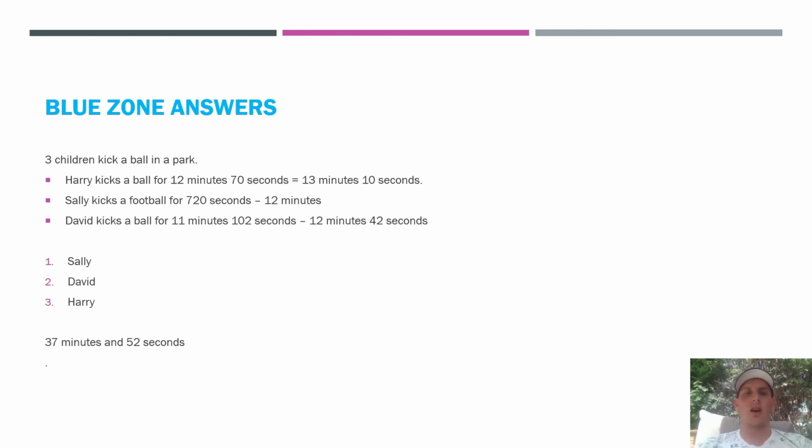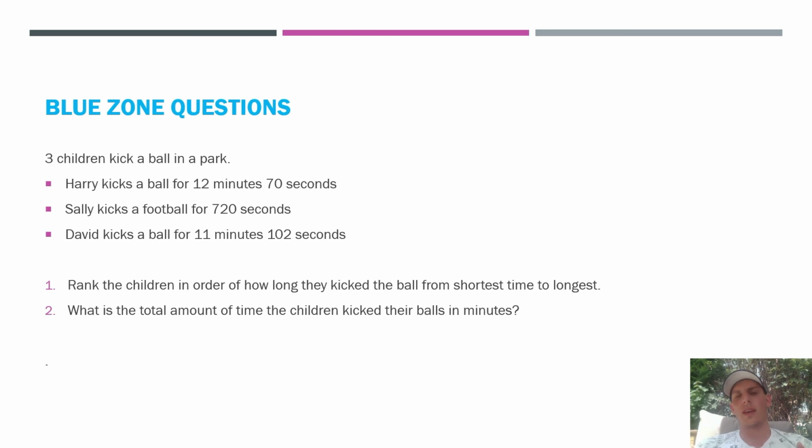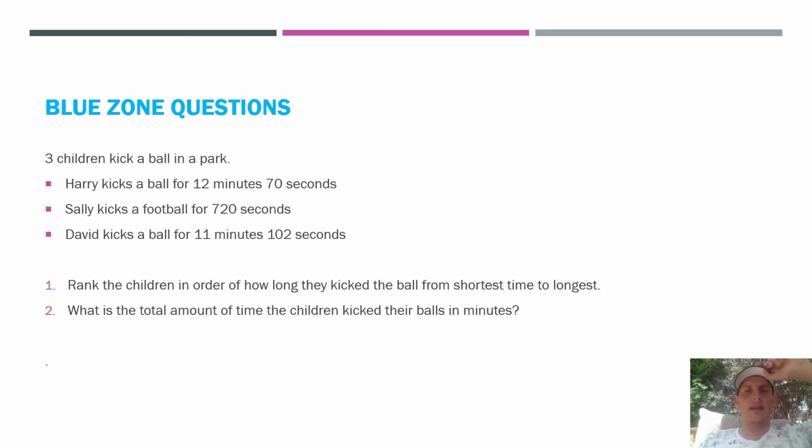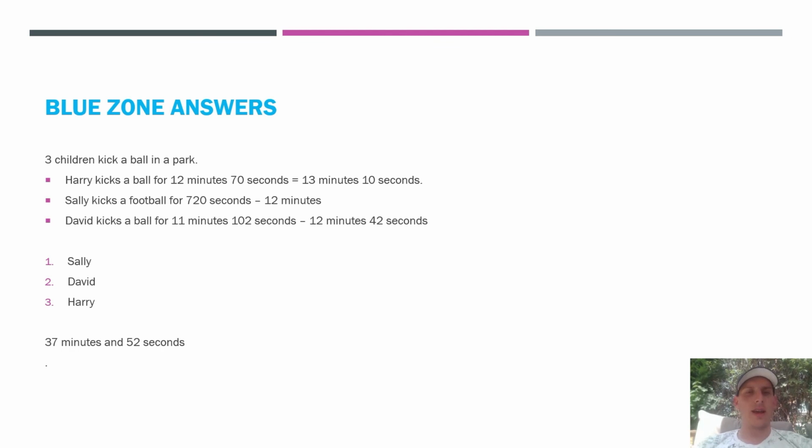Okay, now the question then asked, rank the children in order of how long they kicked the ball from shortest time to longest. So Sally kicked her ball for the shortest amount of time, which is 12 minutes. David kicked his ball for the next shortest amount of time, which is 12 minutes and 42 seconds. And then Harry kicked his ball for the longest time, which was 13 minutes and 10 seconds, okay? Then the last question was, what's the total amount of time the children kicked their ball in minutes? So then you just got to add up everything, and that came to 37 minutes and 52 seconds. Excellent, blue zone.